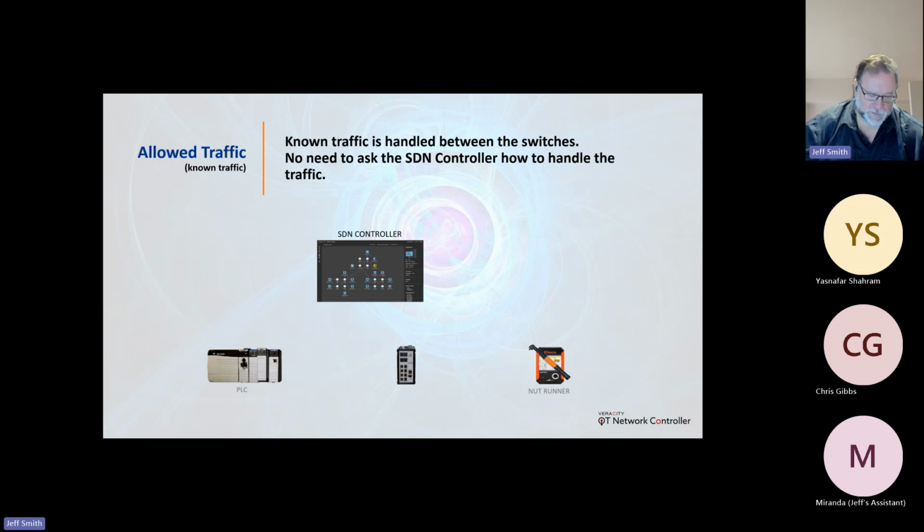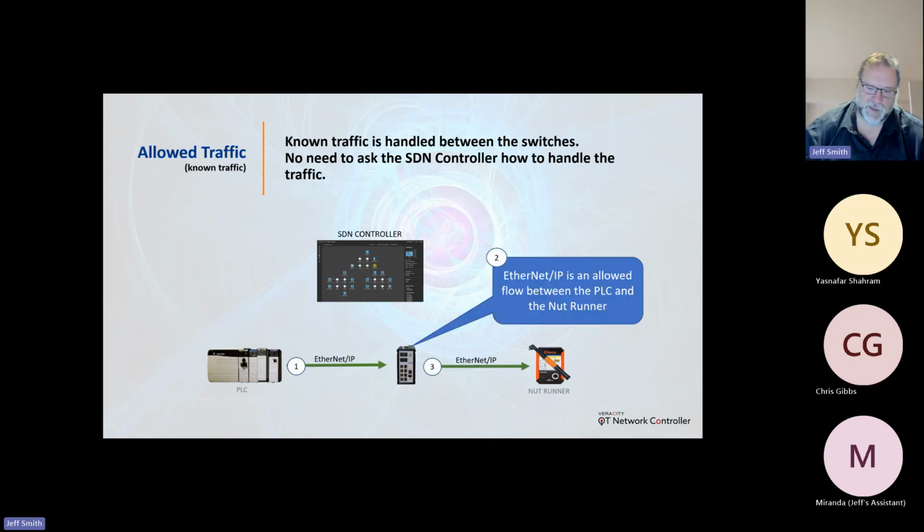So this is kind of how the traffic works. There's allowed traffic, which means I've seen this traffic before. There's a policy that allows it. So for example, if I've allowed that PLC to talk to that nut runner over Ethernet IP, the controller is really not involved in that communication. It's just like anything would be normally occurring on a plant floor network. I can cycle power to the devices, I can cycle power to the switch, and everything comes back up happy and talking, because there's this thing called a flow in the switch, and the flow was put there by the controller that allows these two things to talk.